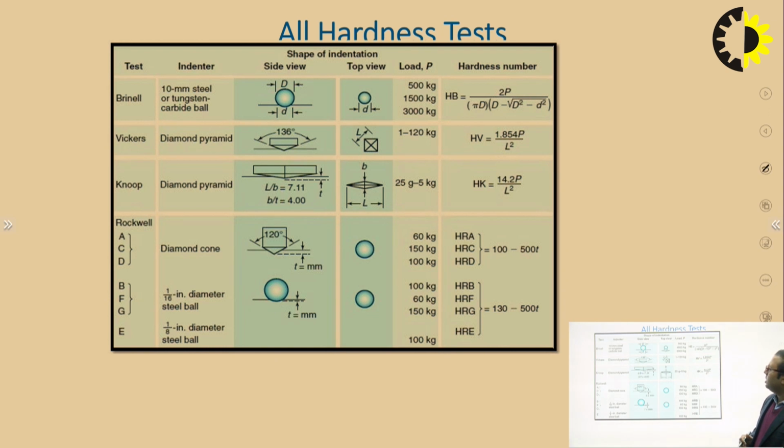These are some of the formulas for the Brinell hardness test, Vickers hardness test, Knoop hardness test, and Rockwell hardness test. You can see here, P is the load, capital D is the diameter of the ball, and small d is the diameter of the indentation. With the help of these, we can measure the Brinell hardness. Similarly, here L is the length of the diagonal. Here also it is the length of the diagonal. The Rockwell hardness test is divided into A, B, C, D, E, F. Different Rockwell parameters are there, and based upon that, we have defined the Rockwell hardness test in various categories.